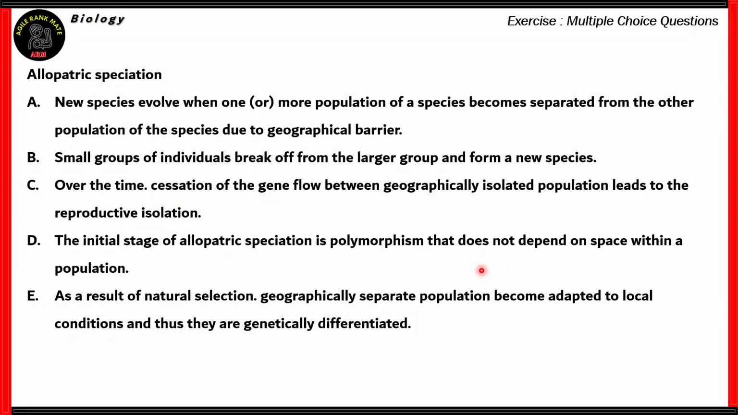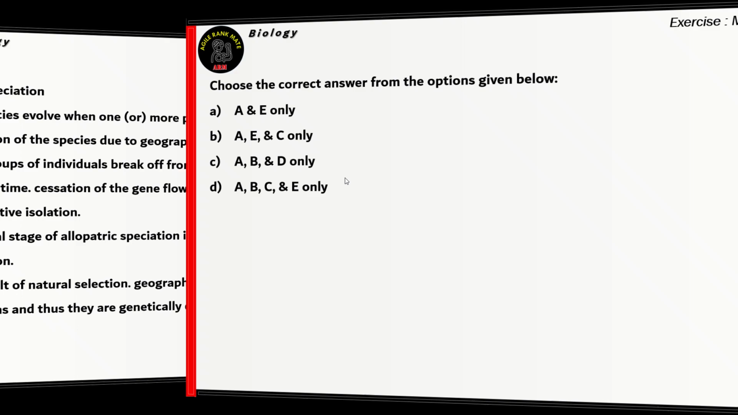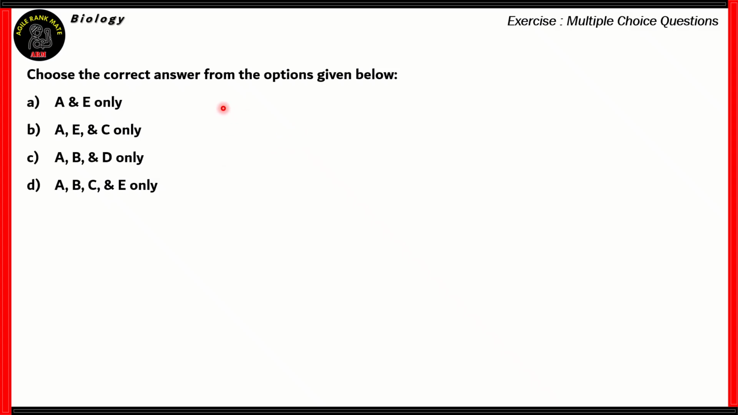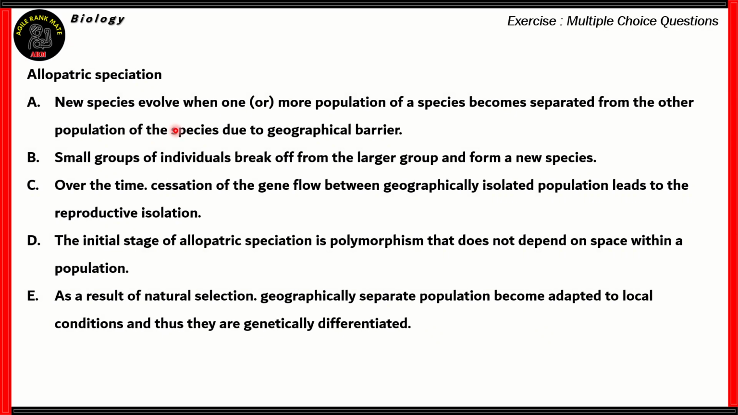Our first question is from biology. Now we have 5 statements related to allopatric speciation. We need to find out the correct set of statements which correctly describes allopatric speciation. So let's look at the 5 statements.